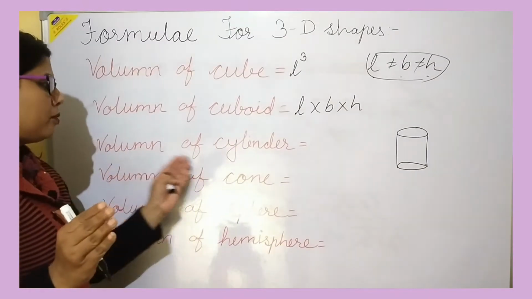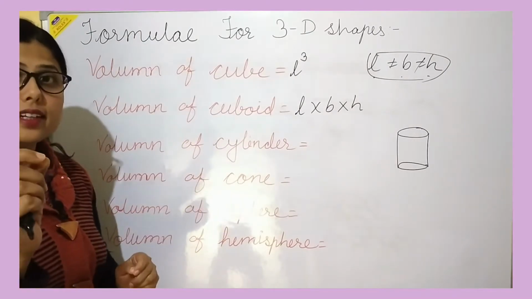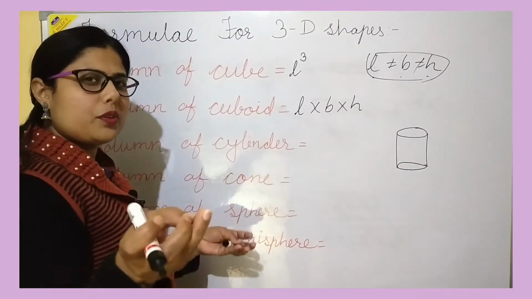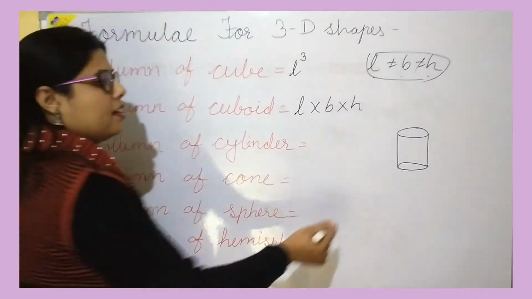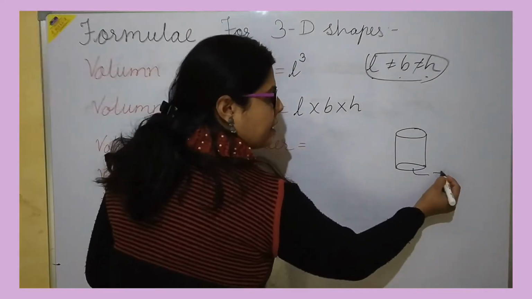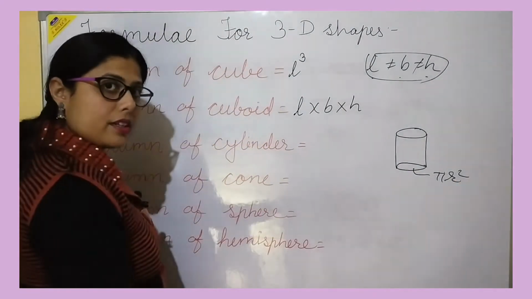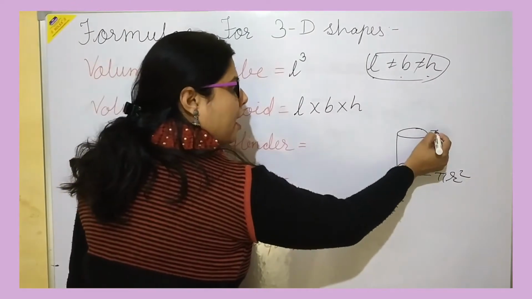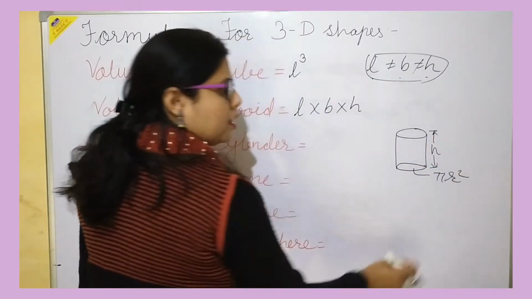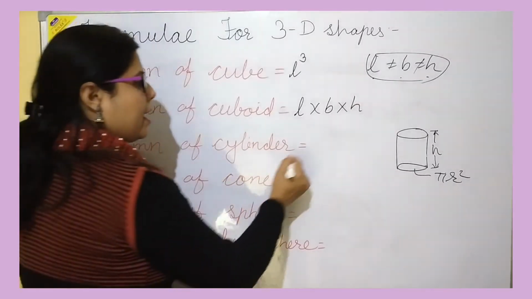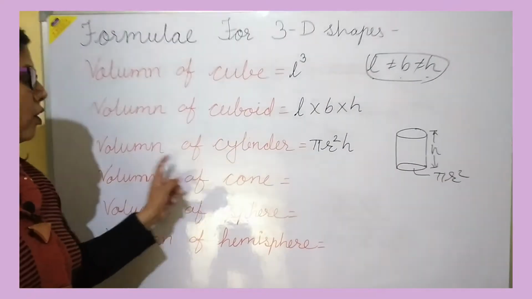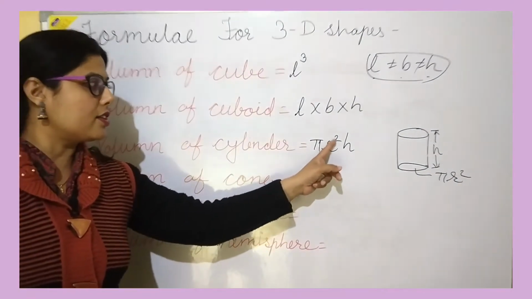Similarly, you have to keep in mind only one thing for the volume of cylinder and volume of cone, and that thing is pi r square h. Actually, you don't even have to keep that in your mind. It is very easy. As you can see, this is the shape of cylinder. This is the base, and its formula we know is pi r square. And this is the height, let's write it h. So what is the combination of both? Pi r square h. This is the formula for volume of cylinder.